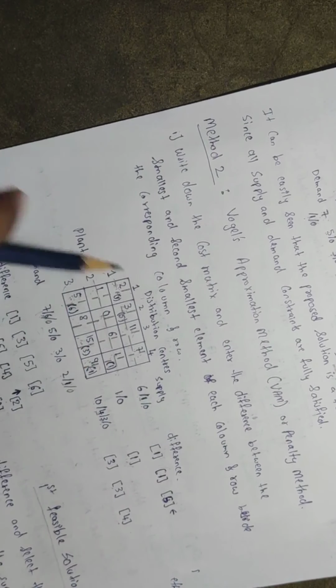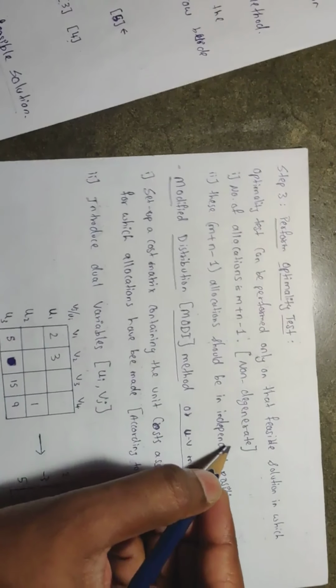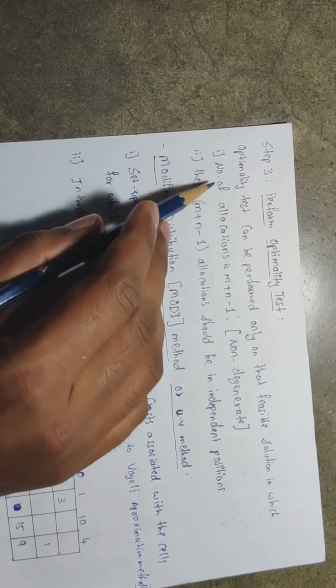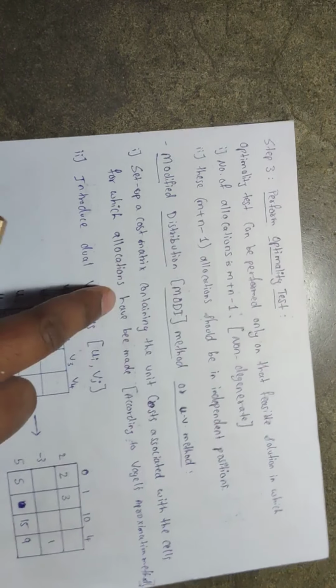Allocations are made for 2, 3, 1, 5, 15 and 9. So total allocations are how many? 1, 2, 3, 4, 5, 6. So I have made 6 allocations. Let us check m plus n, that is, the number of rows and number of columns. How many are there? 3 rows and 4 columns. So m plus n is 7, and 7 minus 1 is 6. So 6 is equal to the number of allocations. So the first condition is satisfied; the feasible solution we obtained is non-degenerate. It says your number of allocations is m plus n minus 1, exactly correct, because 7 minus 1 is 6.